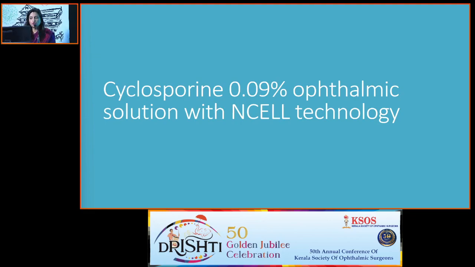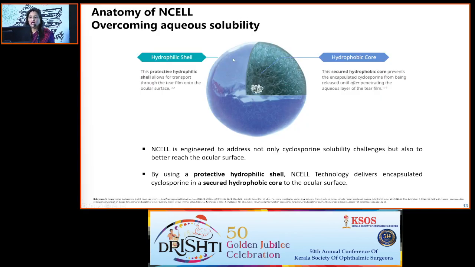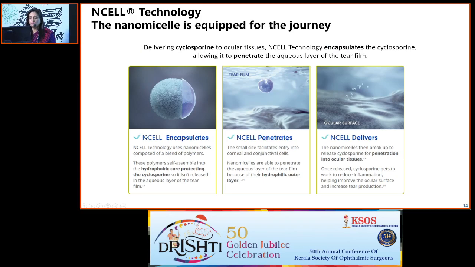Now, cyclosporine 0.09% is an ophthalmic solution made by the nano-micellar technology, which has a hydrophilic shell. This allows transport through the tear film onto the ocular surface, and has a hydrophobic core, which prevents the encapsulated cyclosporine from being released until after the penetration into the aqueous layer. Because of this, the penetration is faster and it acts faster. Again, this is to show that this N-cell encapsulates, and the hydrophilic shell gets dissolved. So with the N-cell technology, the cyclosporine penetrates inside, and then it gets delivered onto the ocular surface as well as intraocularly.